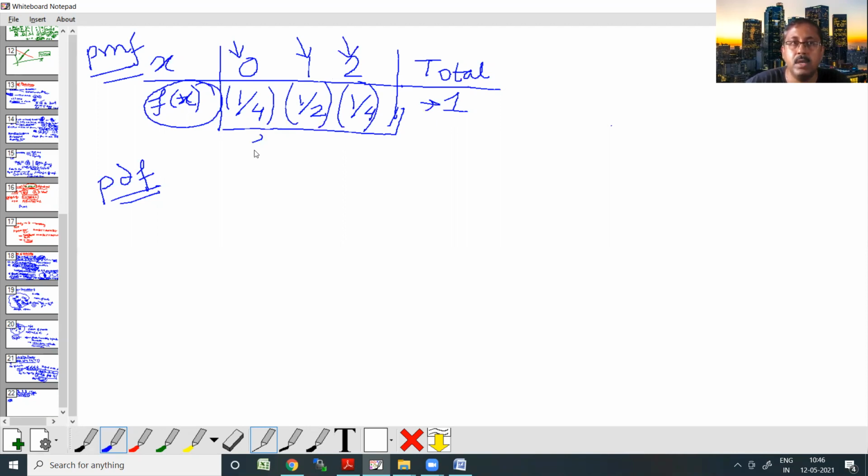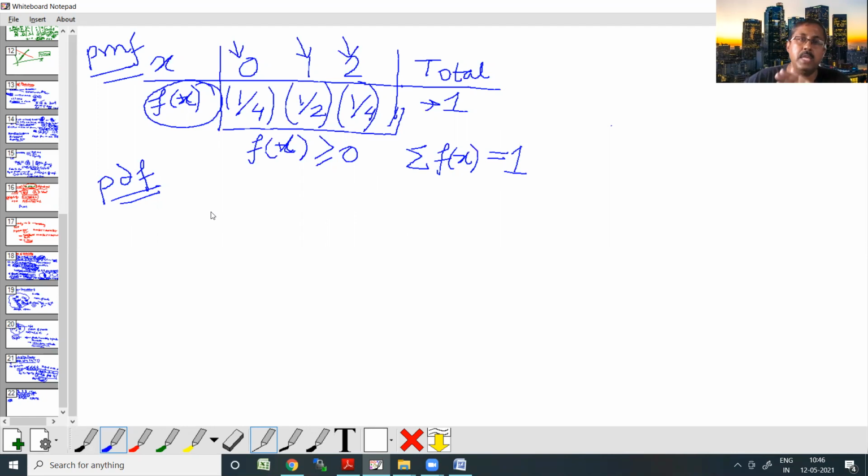Also, the other important point is f(x) is always greater than or equal to 0. It cannot be negative. So that is one point. And the second one is that the summation of f(x) is always 1, right? So this is one characteristic of a PMF, or a probability mass function.